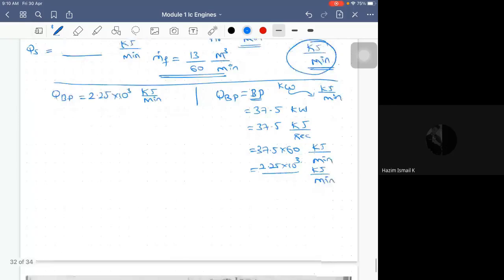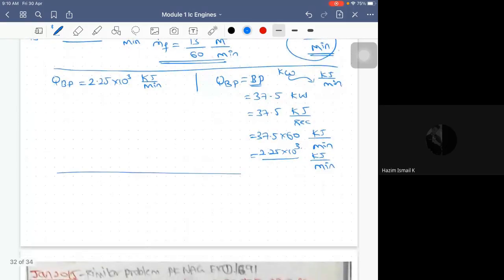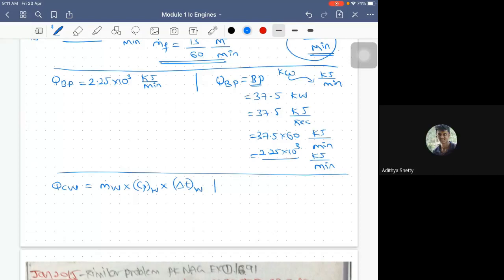Any cooling water parameter given? So QCW, how would you calculate this? You would calculate it as mass flow rate of water cross Cp of water cross temperature difference of water. So what parameters are given? The mass flow rate of water is given. How much? 625 kg.